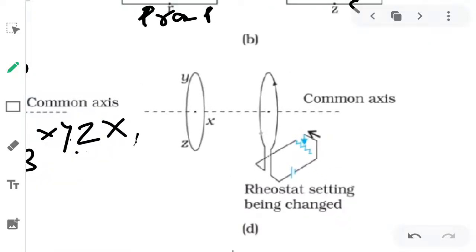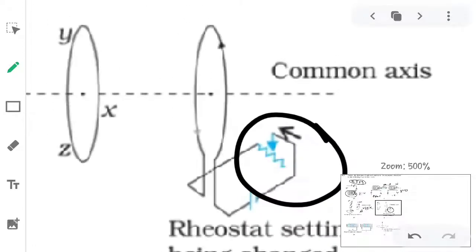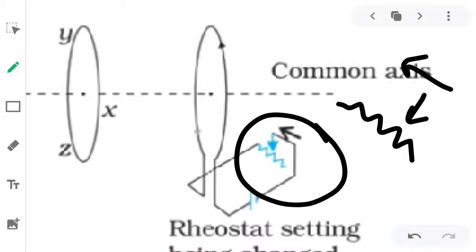In a similar way, the other kind of thing they have done here, instead of tapping the key, is change the rheostat. This is a rheostat here, and the arrow shows that you are moving it in this direction. It means this resistance is decreasing, right? If you are moving this towards here, the ups and downs are decreasing, so simply, resistance is decreasing. As resistance decreases, the current will increase as per Ohm's law, right?